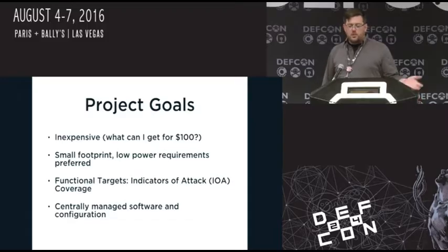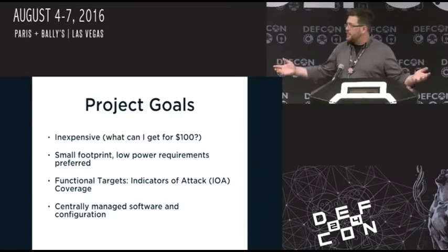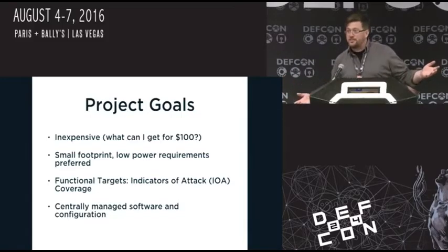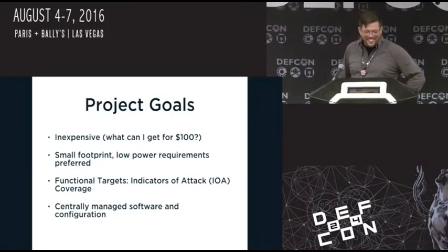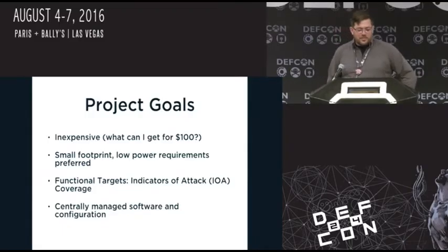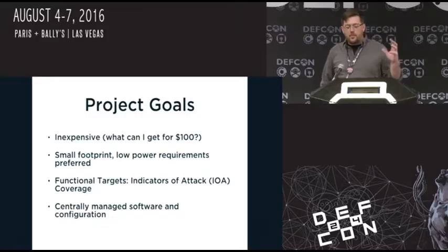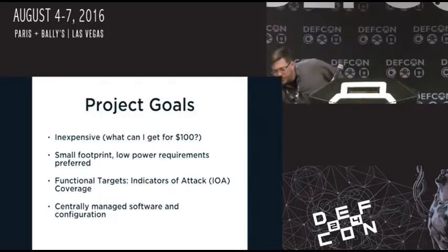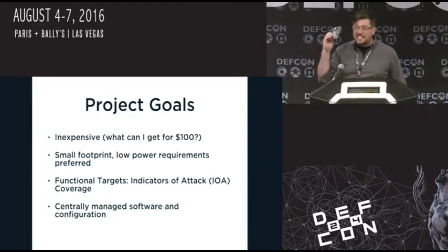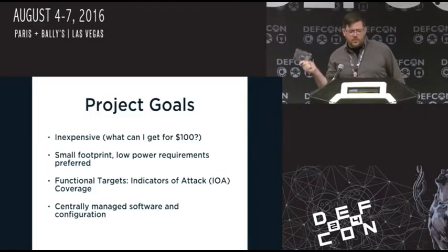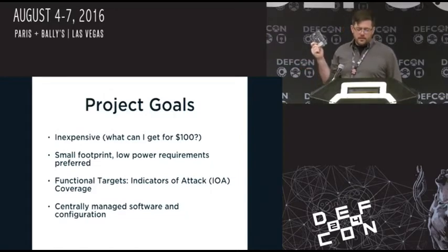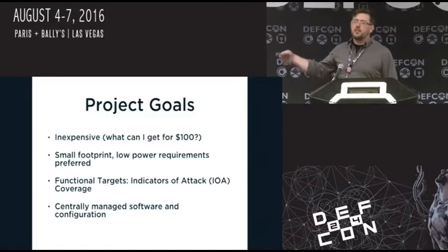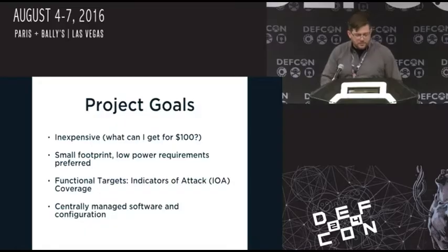The original project goals. It's Vegas. I think it's okay to ask for what you can get for $100. So that was the goal, to see if I can get the target price under $100 for the first iteration. I wanted a low footprint. For the raw materials, I wanted it to be at least as small as this. And functional targets, I wanted to be able to pretty much use the indicators of attack as a metric on whether or not I would be successful detecting rogue BTSs.